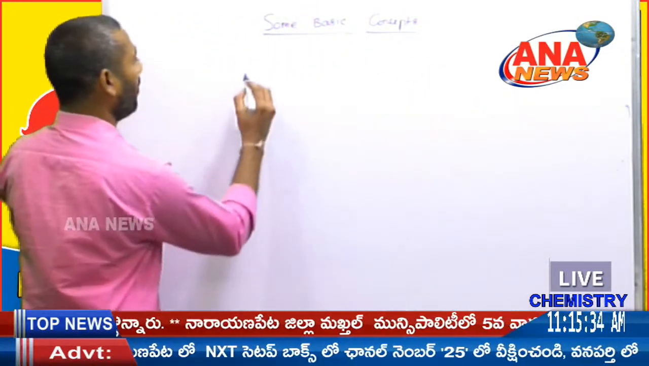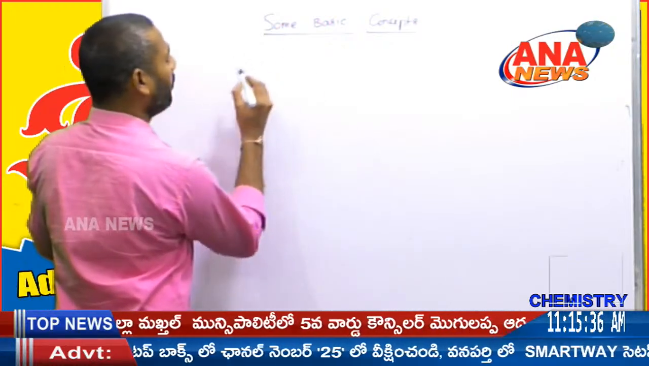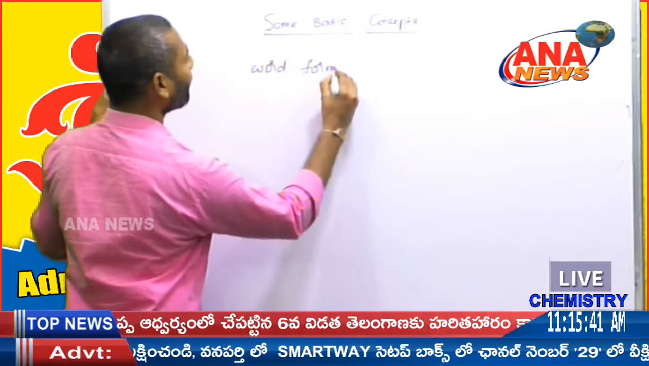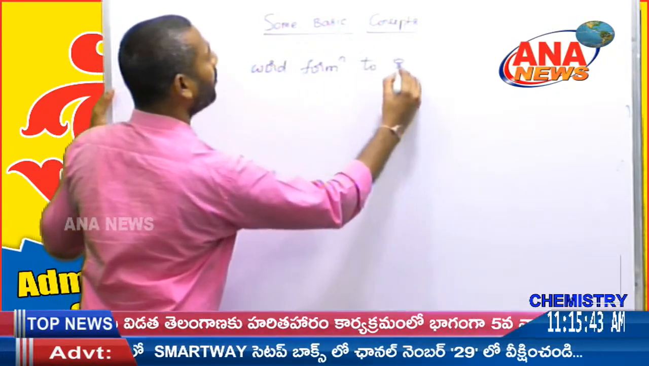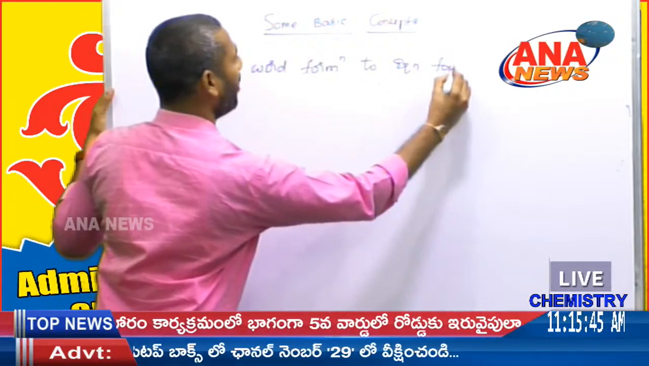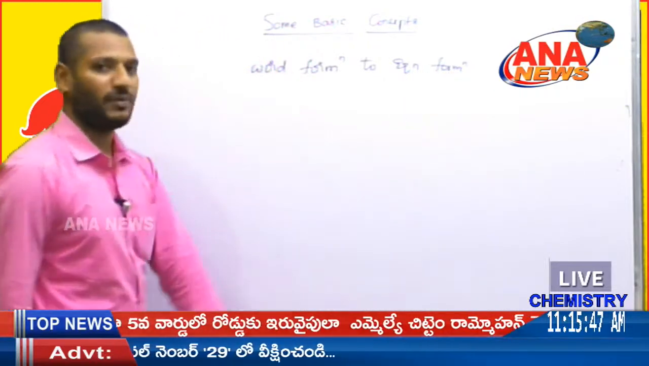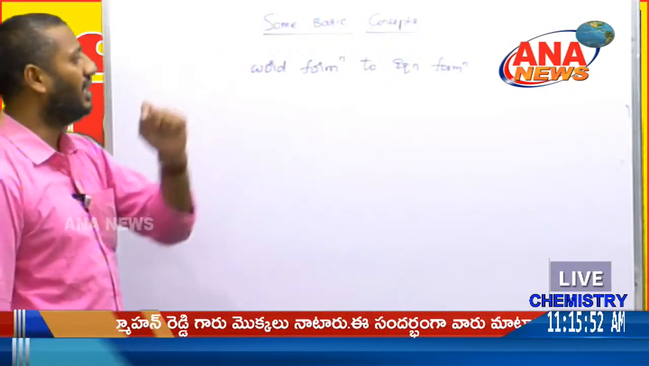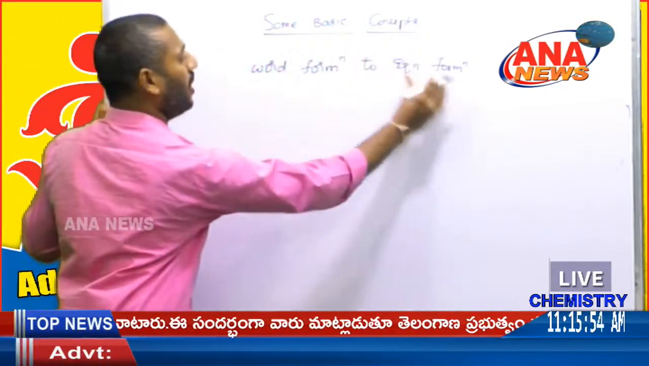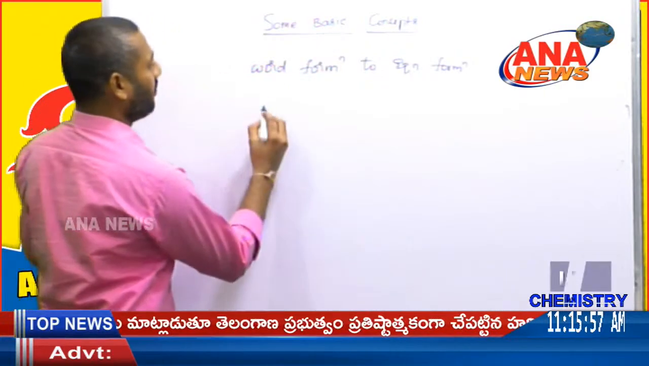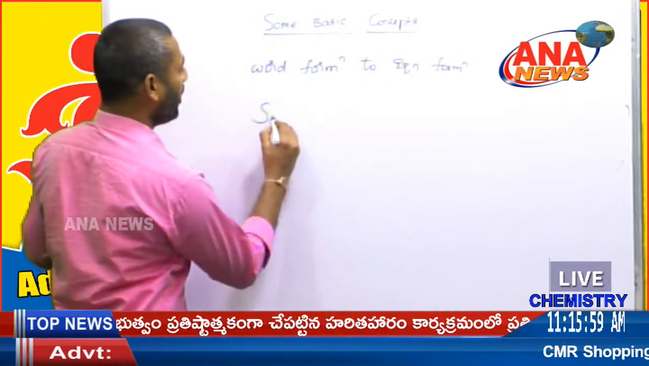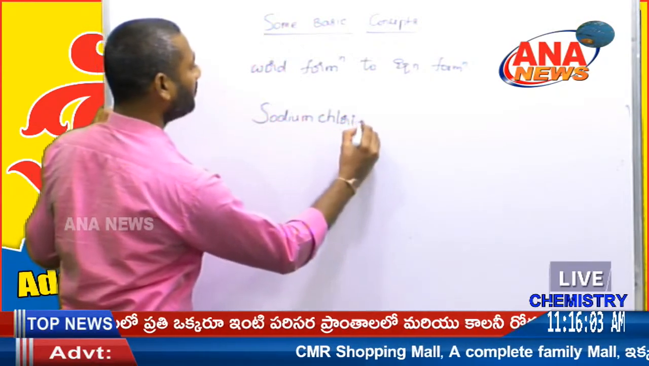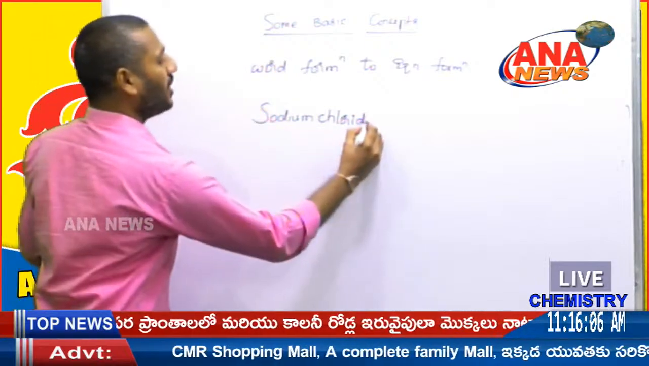So for the best example, we take another step, word formation to equation formation. It is also applicable for equivalent weights, molecular weights and different compounds, such as acids. But word formation to equation formation: the best example is sodium chloride. We don't yet know the equation form.